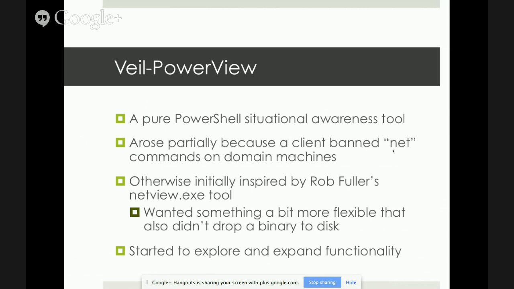The second part of it was we've used Rob Fuller's nephew.exe tool. We've used it on a lot of assessments. It's an executable written in C that utilizes several Windows API commands to enumerate machines on the domain. It'll get shares, logged-in users, and all this type of stuff. So I wanted to port that functionality to PowerShell so we don't have to drop a binary to disk. And if you want to tweak stuff like add in a delay or a jitter, or new functionality, it's a lot easier to do in PowerShell, and you don't have to recompile and redistribute each time. And from there, we just started to explore and expand some functionality.